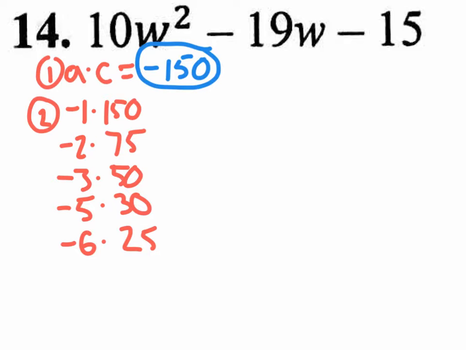I did 150 divided by 4, it didn't work. 150 divided by 5, that was 30. 150 divided by 6, that was 25. And that's how I came up with the multiples. So you could clearly see that this is the pair of numbers that we want.